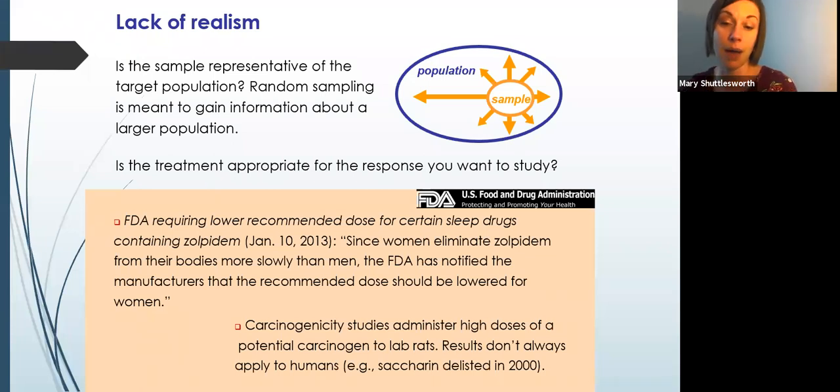This could apply here as well if we look at animal research. For example, carcinogen studies, looking at carcinogens in lab rats, where the results don't always apply to humans. So what we find in animal research may not necessarily always apply back to actual human beings. So we need to be careful, right, in terms of generalizing.